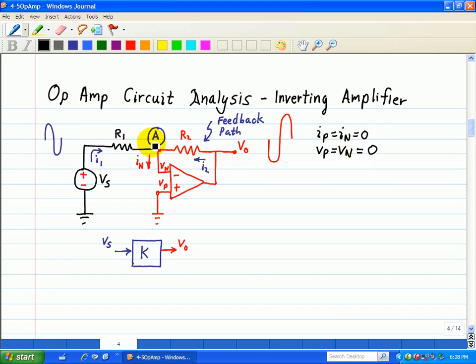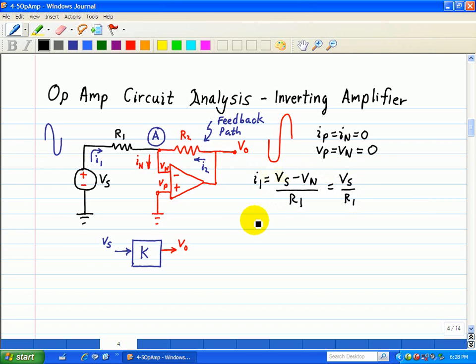Now we apply a KCL equation at node A here. So it's the voltage across R1 divided by R1 is the current I1. So I1, the voltage across R1, is Vs minus Vn divided by R1, but we note that Vn is equal to 0, so this is just Vs over R1.